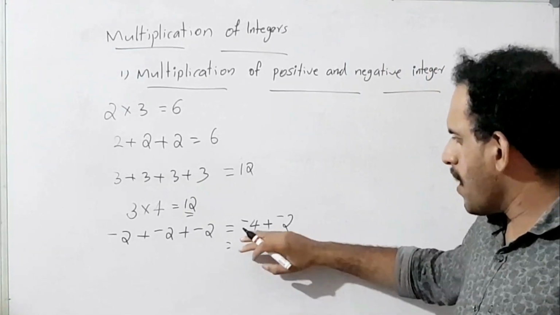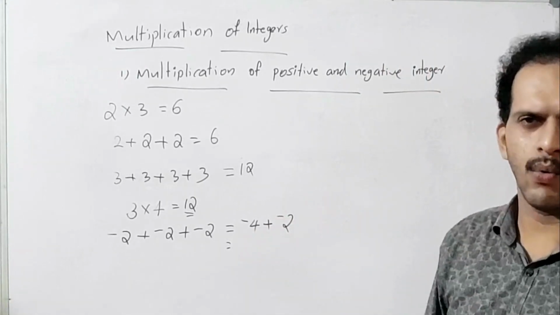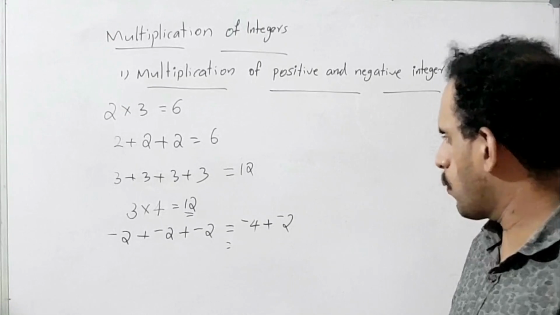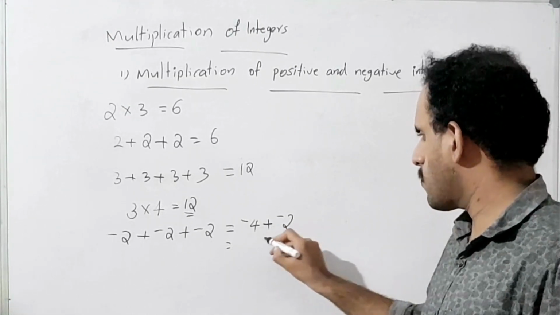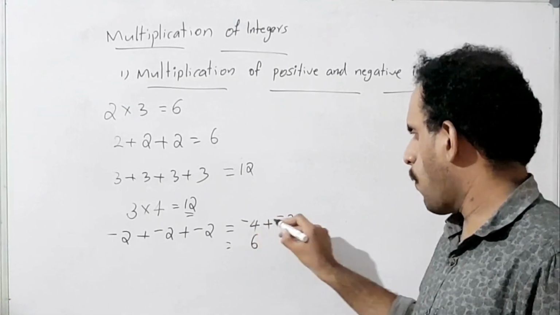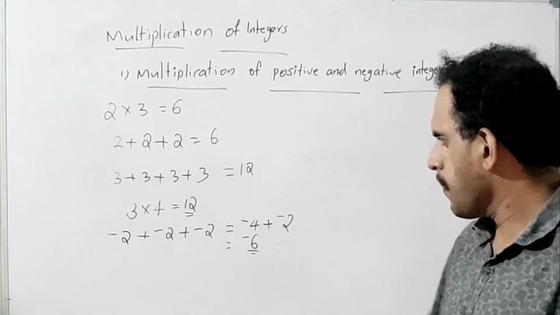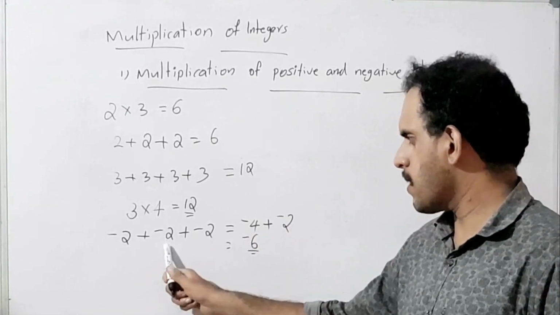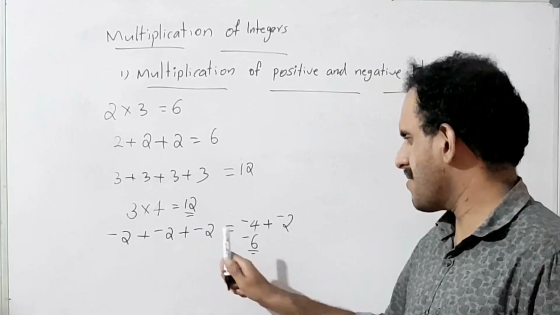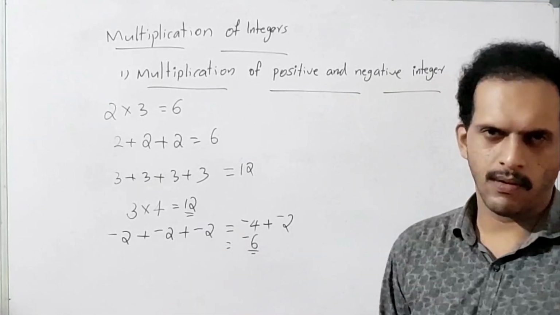How do we add? We add the numbers and put the sign. That is the rule, am I right? So 4 plus 2 is 6, and both are negative, so the answer is also negative. So we conclude minus 2 plus minus 2 plus minus 2 is equal to minus 6.